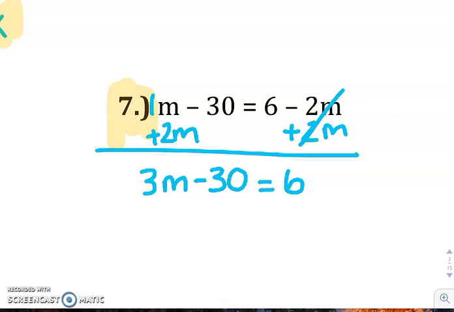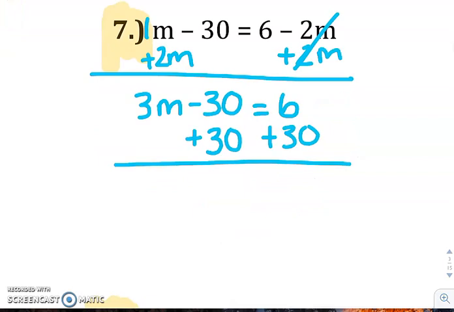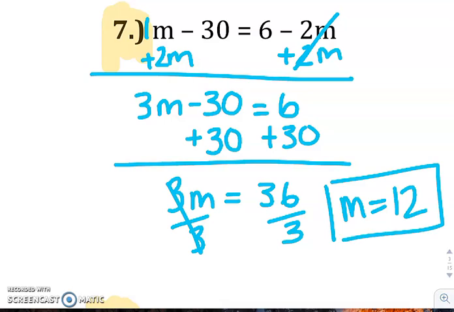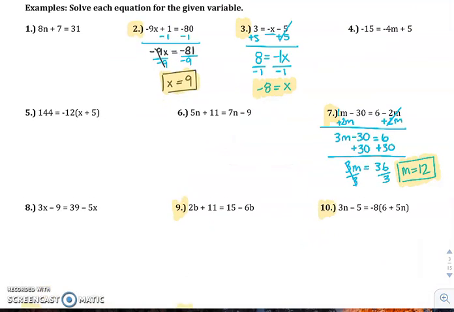minus 30. So at least now the variable's on one side, and you can go about moving the 30. So it's minus 30. So to undo that, we will add it. We get 3m equals 36. It's going to be 3 times m. So to undo the 3 times m and get just m, we will divide. So 36 divided by 3 will be 12. Let's keep going.